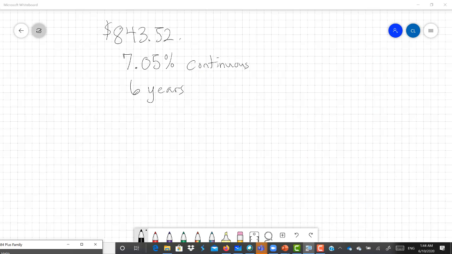So I have here just some figures I just randomly came up with. So let's say I have $843.52. We usually use round numbers, but there's no need to. I have this much, I've saved this much money. I found a super good savings account, which would be awesome if they paid this much. And it pays 7.05% interest, and it's compounded continuously. And so I put my money into this savings account and I forget about it for 6 years.